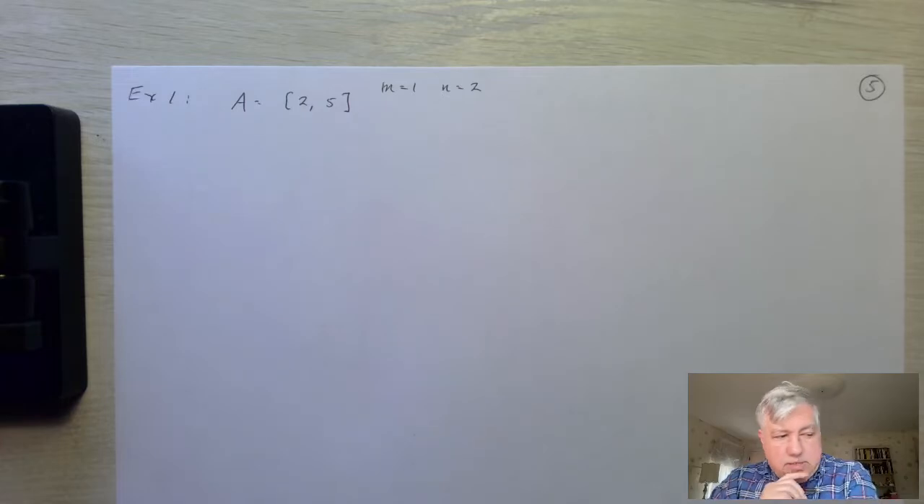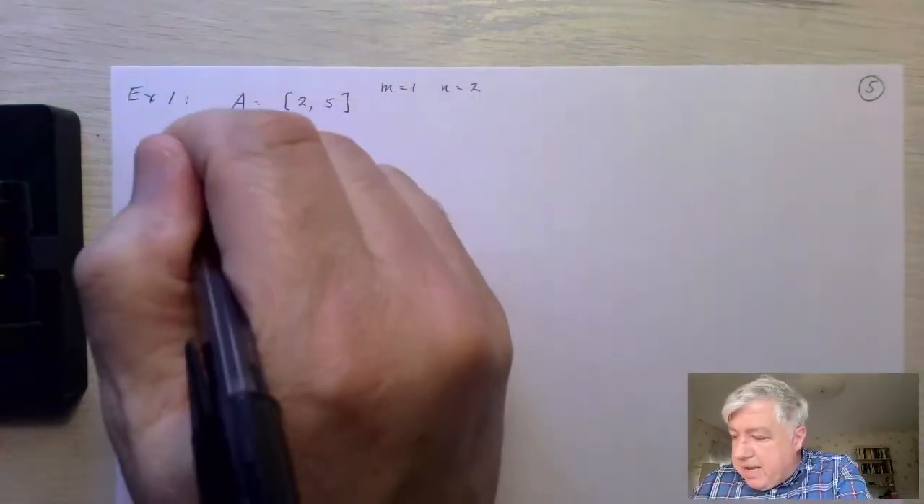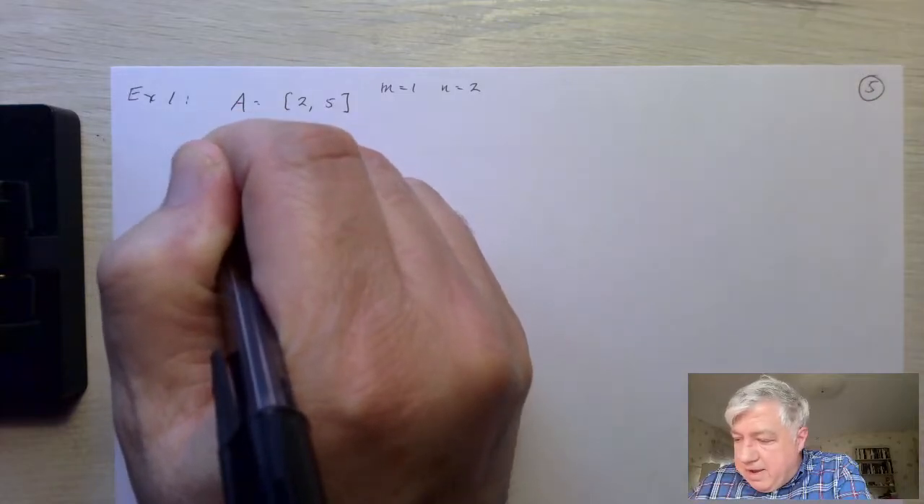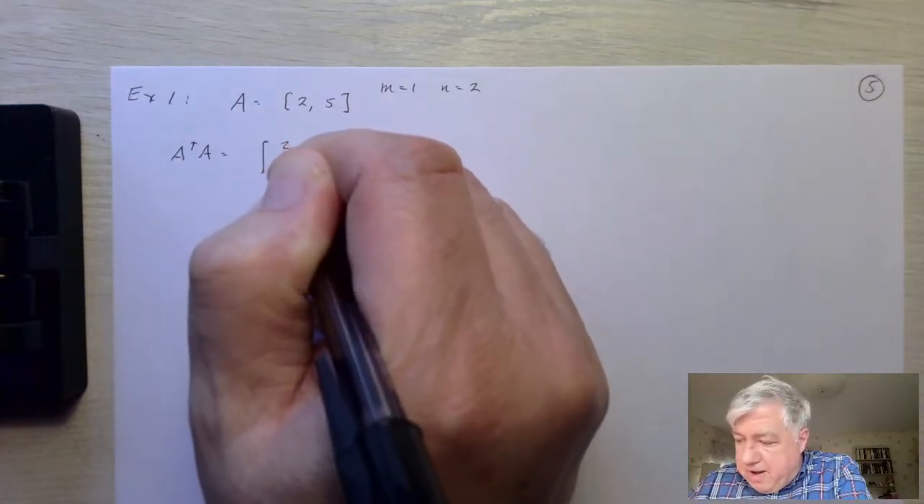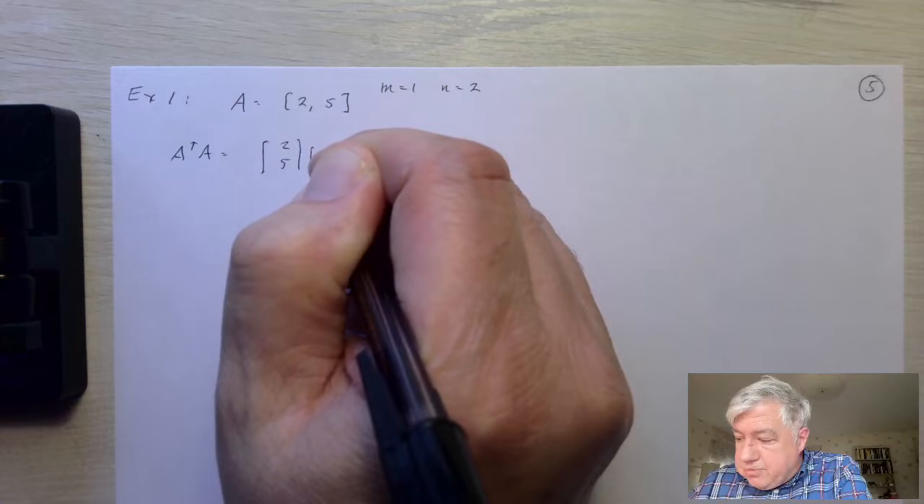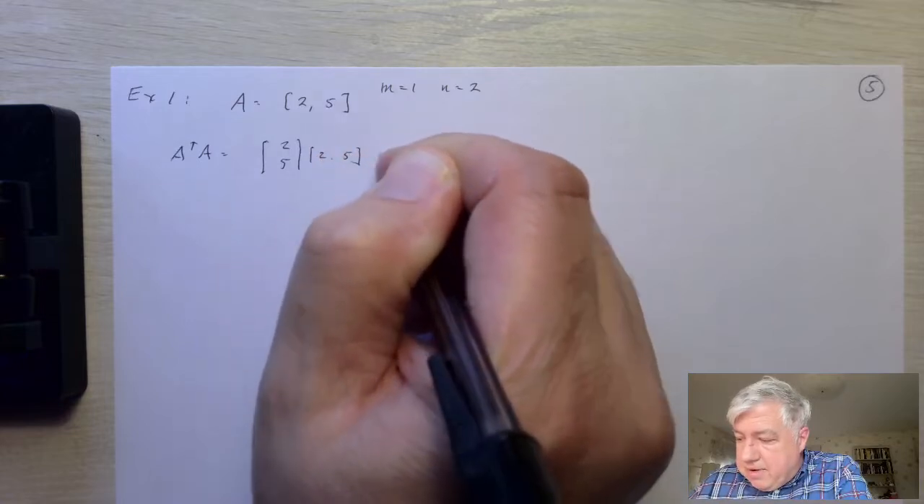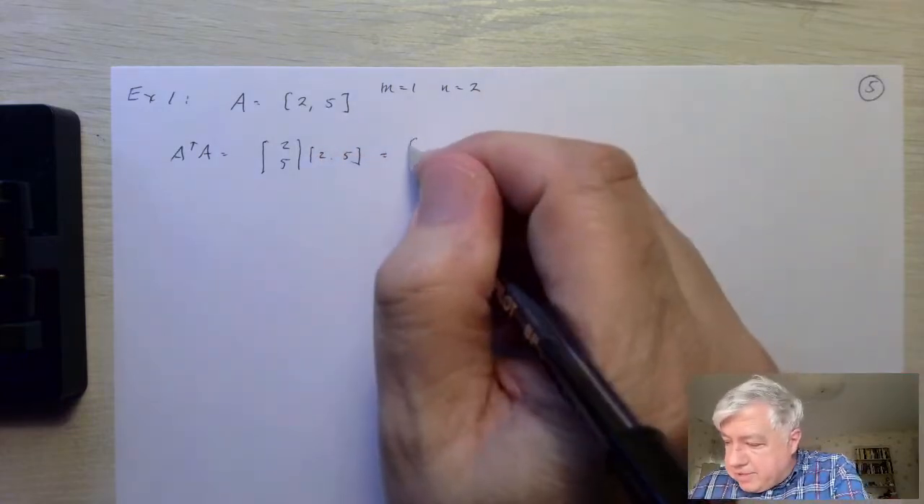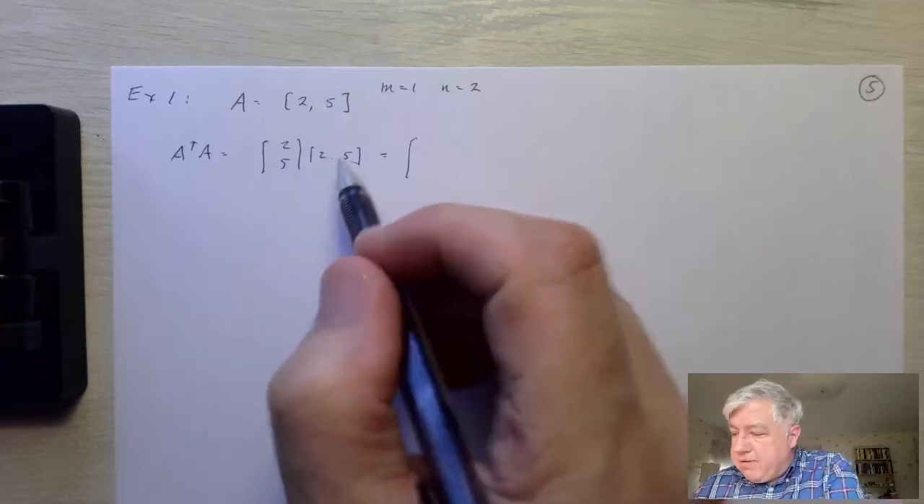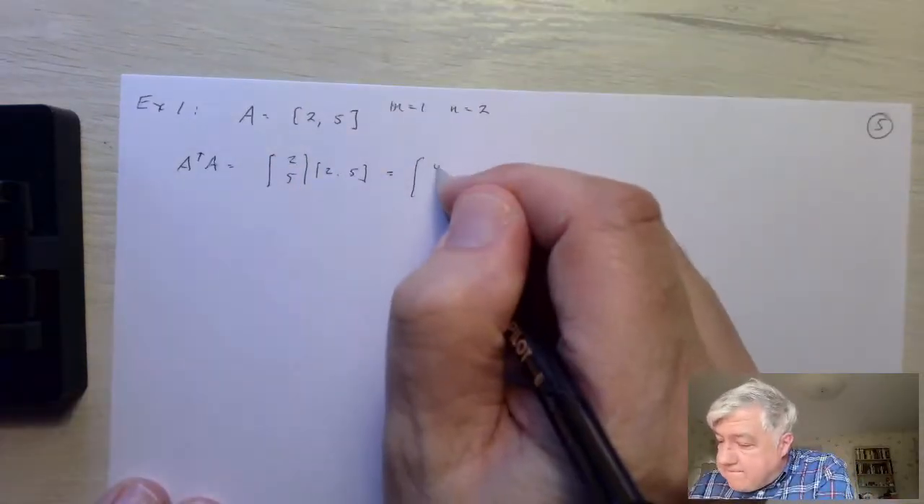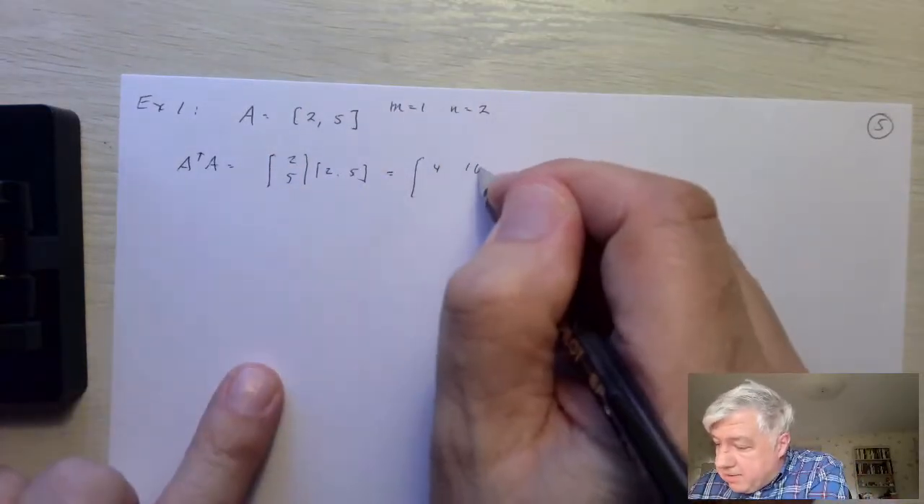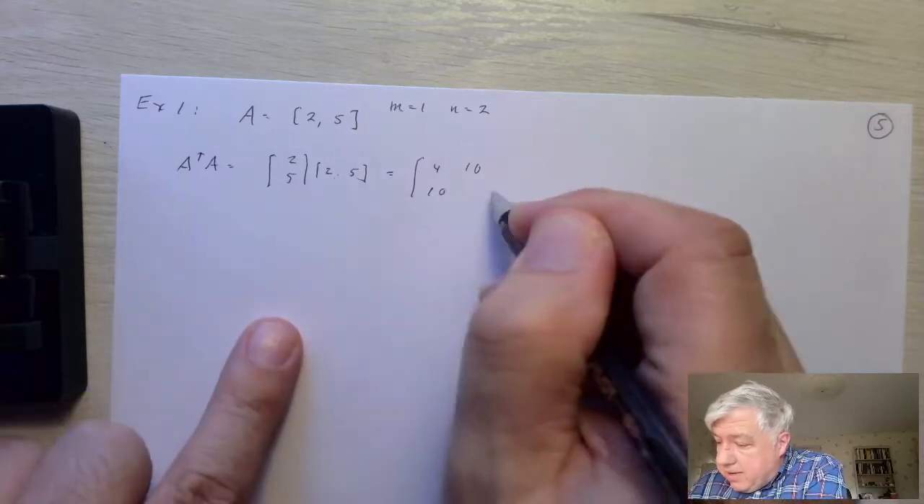Let's say we want to start by finding the singular values. We first find A transpose A. So this will be [2 5] transpose times [2 5], and this will be a 2 by 2 matrix where the entries are 4, 10, 10, and 25.